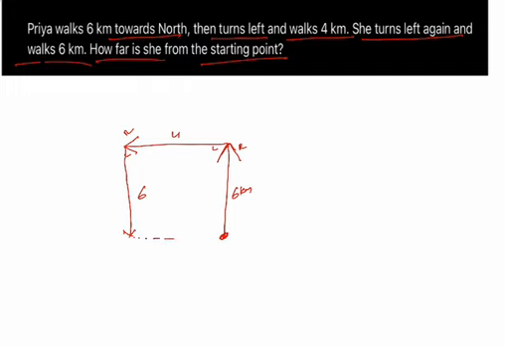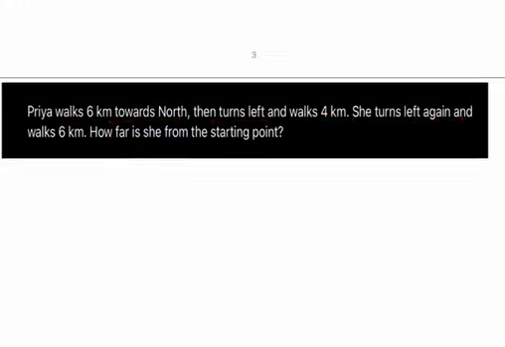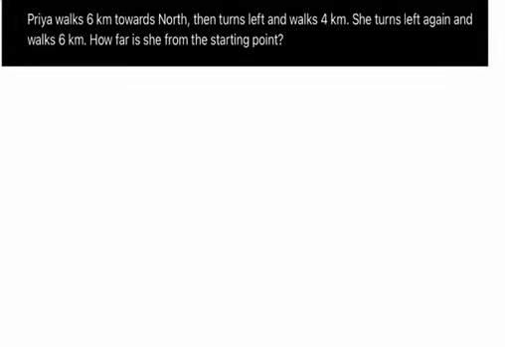How far is she from her starting point? Here to here. Find out the distance. This six and this six are the same, so she is 4 kilometers away from the starting point. Answer is 4 kilometers. Next question. This is the same question, I think. These both questions are same.